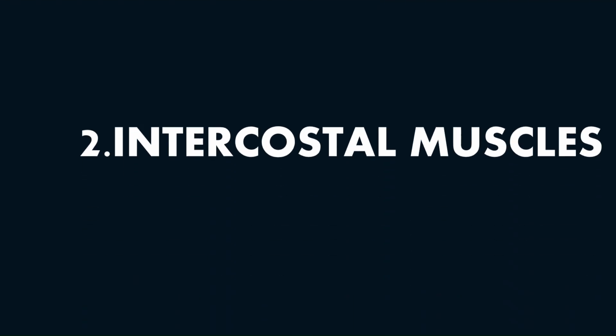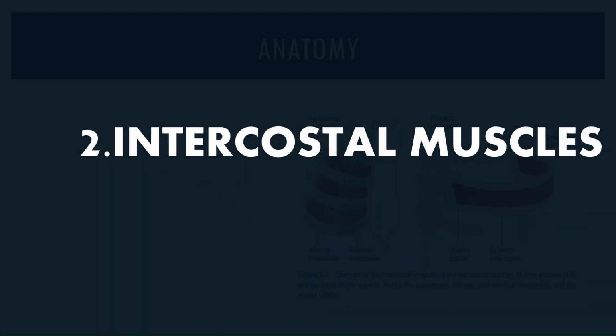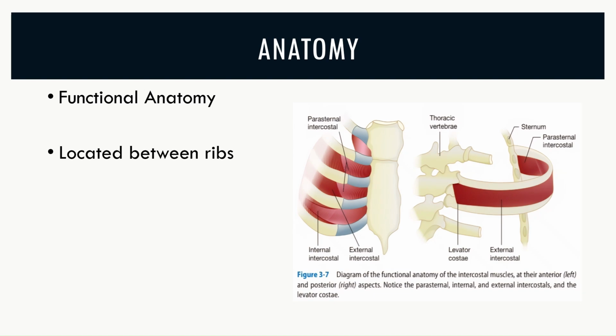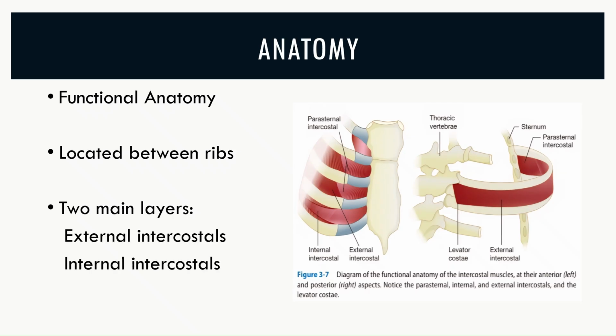Next, intercostal muscles. Intercostal muscles occupy the space between ribs and are arranged in layers. The outer layer forms the external intercostal muscles, while the inner layer forms the internal intercostal muscles.